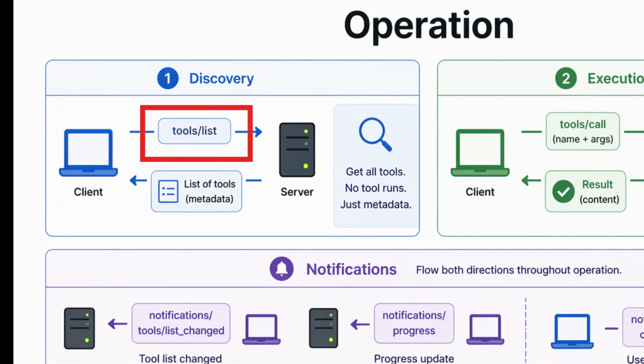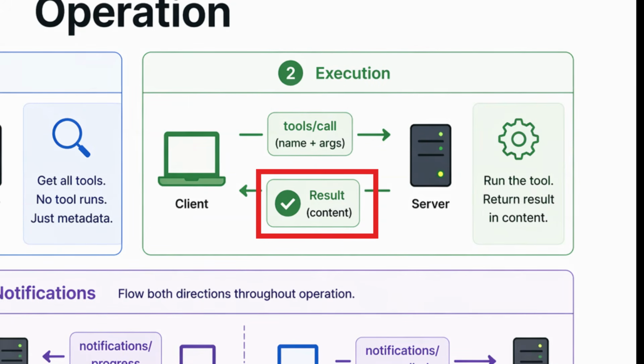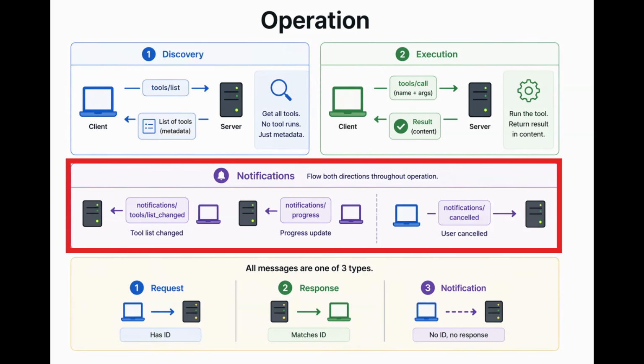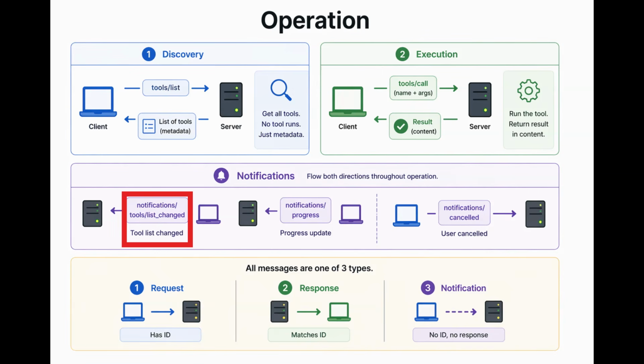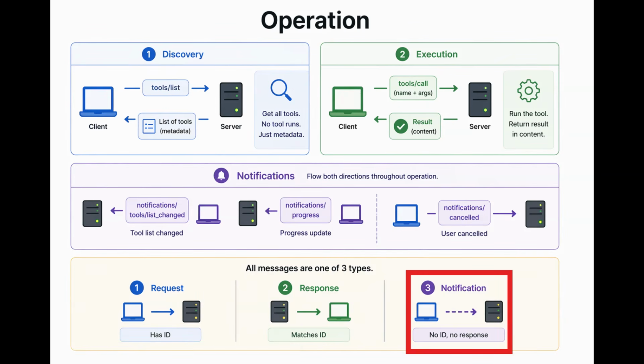Operation. This is where everything lives. Discovery. Client sends tools/list. Server responds with every registered tool's name, description, and input schema. No tool runs, just metadata. Execution. Client sends tools/call with the tool name and arguments. Server runs it. Returns the result wrapped in content. Notifications flow in both directions throughout. Server sends notifications/tools/list_changed when its tool list changes. Server sends notifications/progress during long operations. Client sends notifications/cancelled when the user bails out. All of it is the same 3 types: request with ID, responses matching that ID, notifications with no ID.